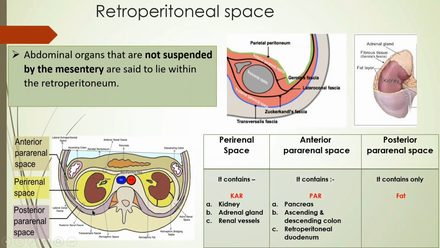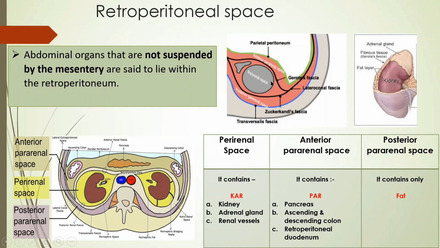Alright? Now coming back to our next topic. I know this looks a little complicated, but I assure you it's not. So the retroperitoneal space can be further subdivided into three spaces: the perirenal space, the anterior pararenal space, and the posterior pararenal space. The perirenal space, also called the perinephric space, is bounded by the anterior and posterior leaves of the renal fascia.